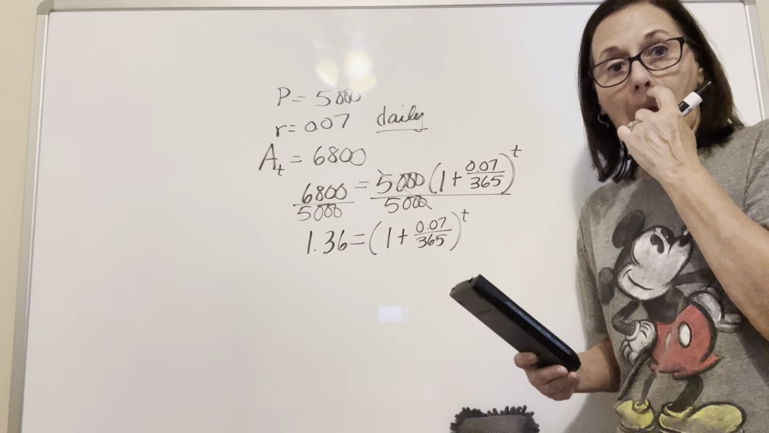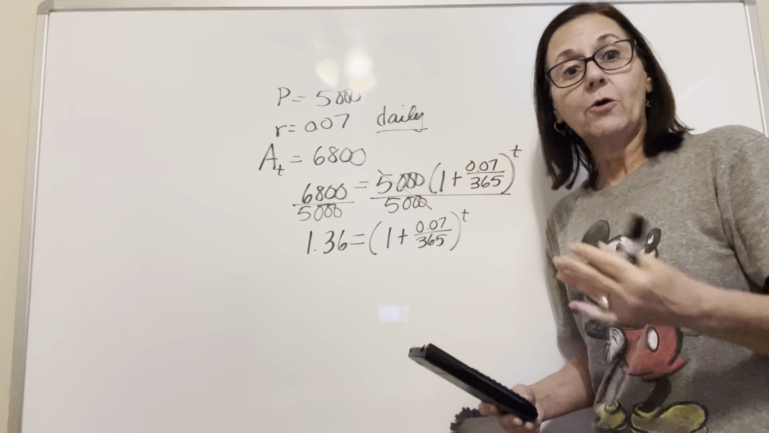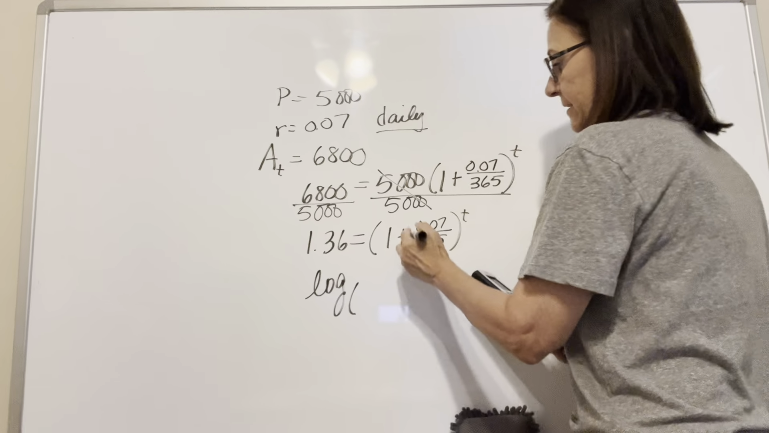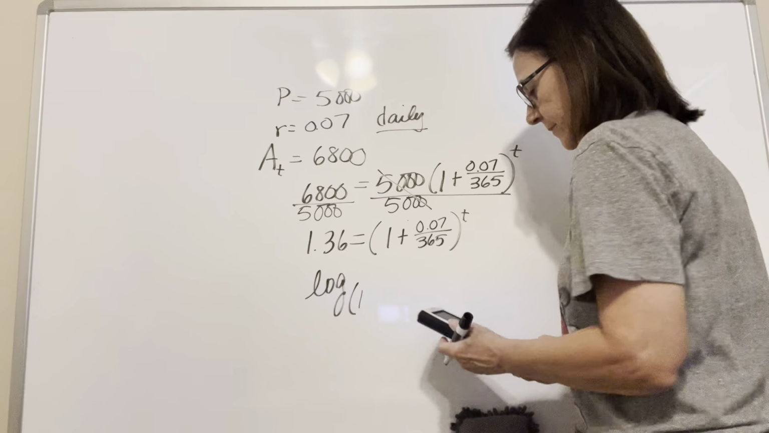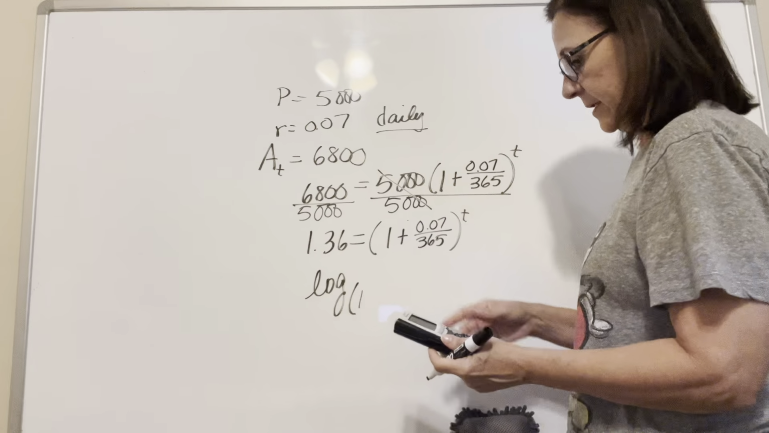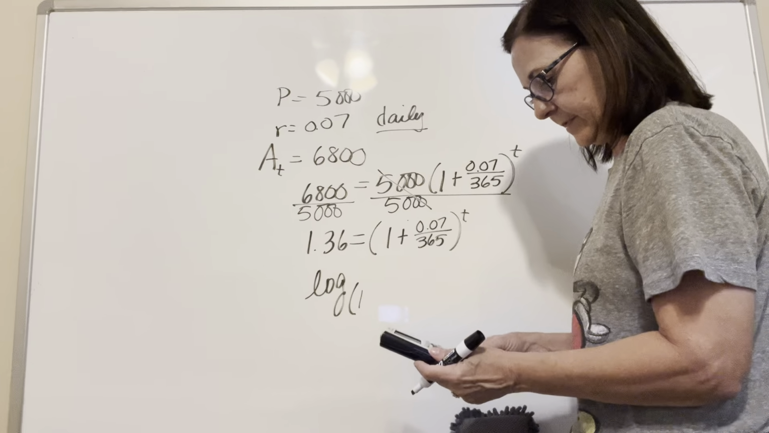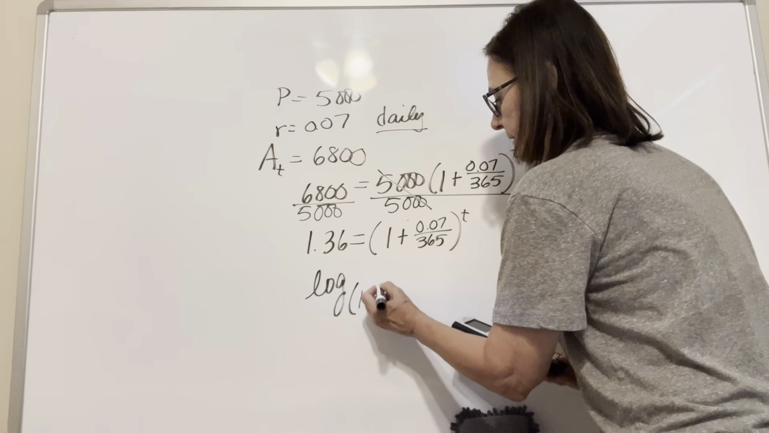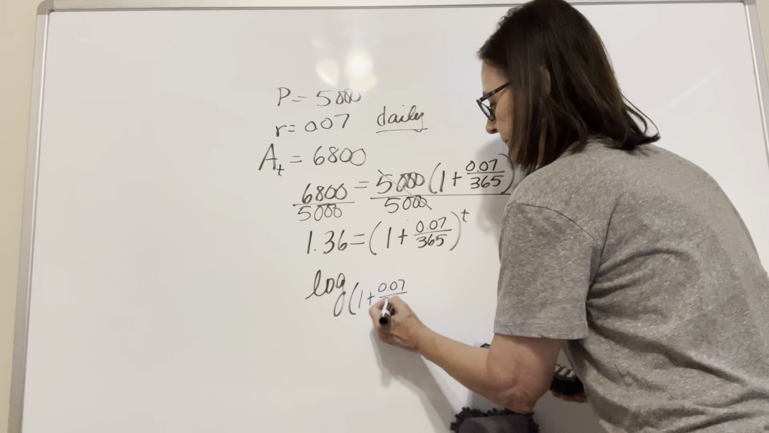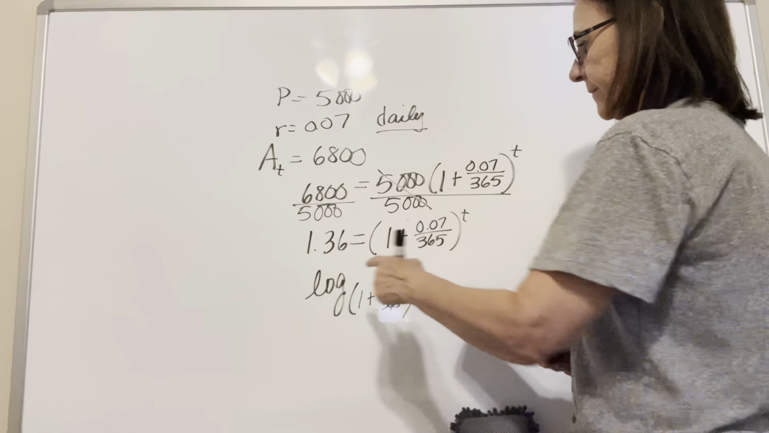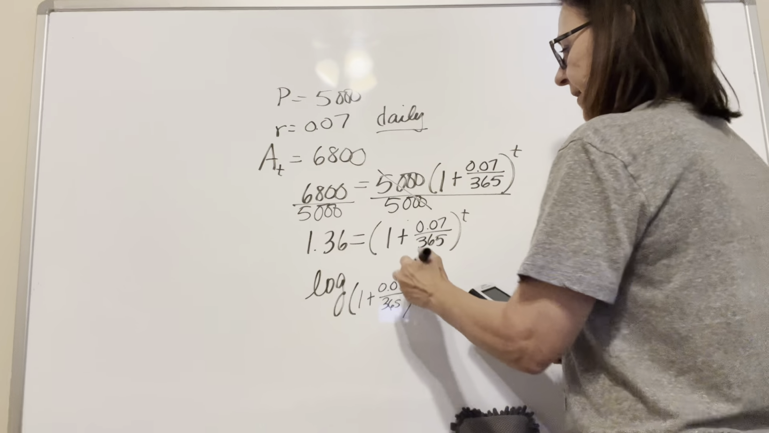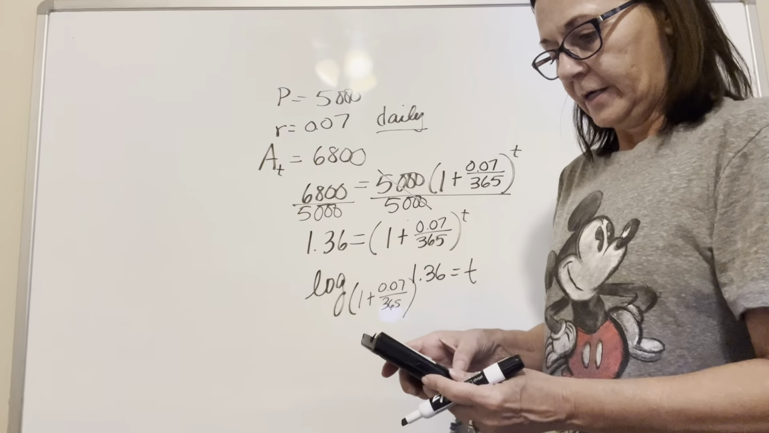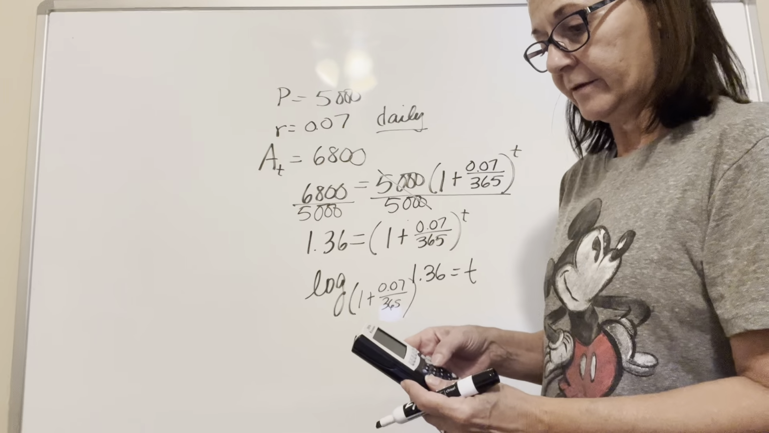Right now I'm going to write an equivalent log statement. So it would be log base, this is my base, 1 plus 0.07 divided by 365. Well, I'm just going to leave it like this because I can actually enter this in my calculator, because I'm getting a strange number. That's my bottom number. And my argument is going to be 1.36 equals T. All right, so how do I get this in my calculator? It's in math.